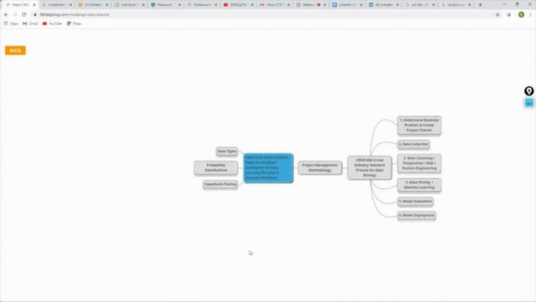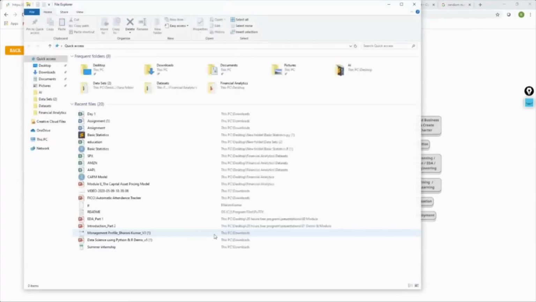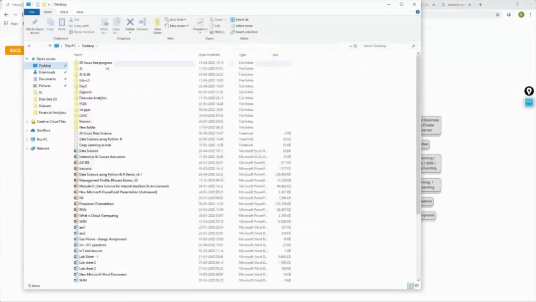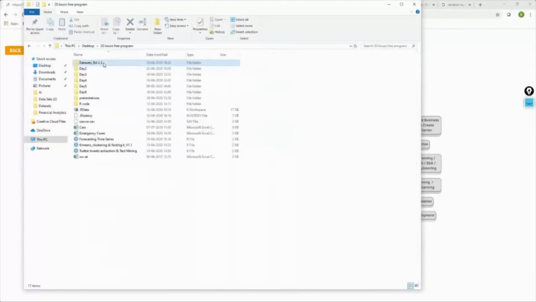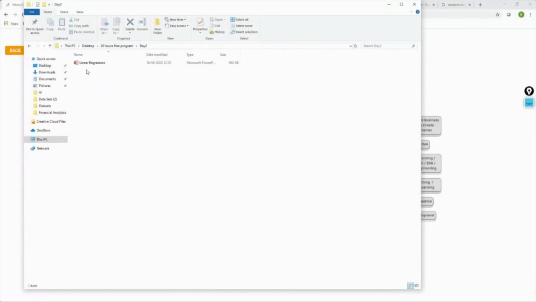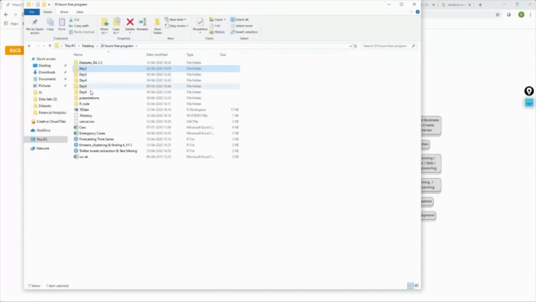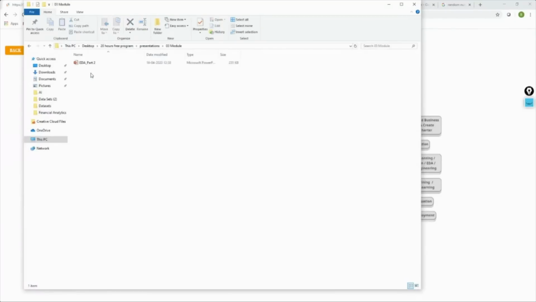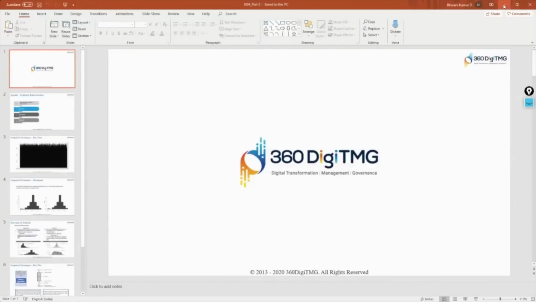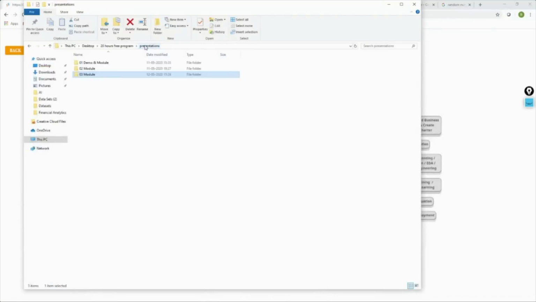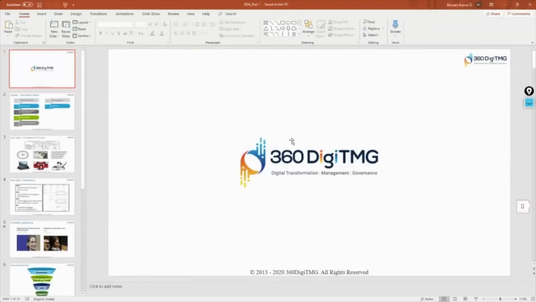Let's now get started from where we left off yesterday. I will have to go here. We have this 10-hour presentation, day 2. No, I need to go into day 1, module 3, EDA part 2. And this is graphical representation and module 2. All these slides will be shared with you all.